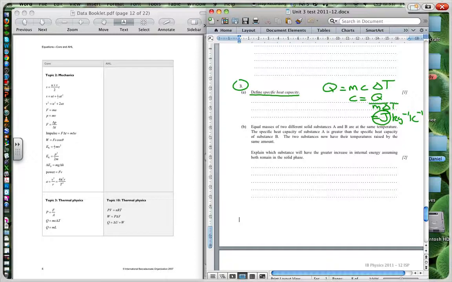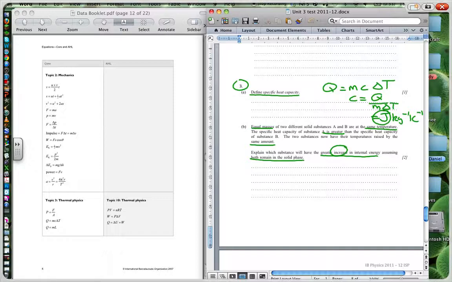Something to that effect. This next one: 2 equal masses of 2 different solid substances, A and B, are at the same temperature. The specific heat capacity of substance A is greater than the specific heat capacity of substance B. The two substances now have their temperatures raised by the same amount. Explain which substance will have the greater increase in internal energy, assuming that both remain in the solid phase.